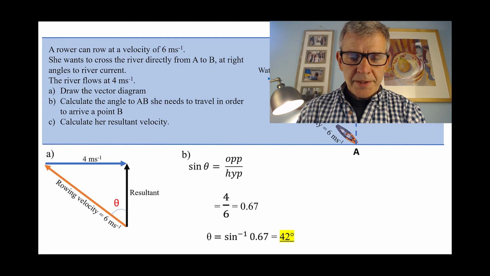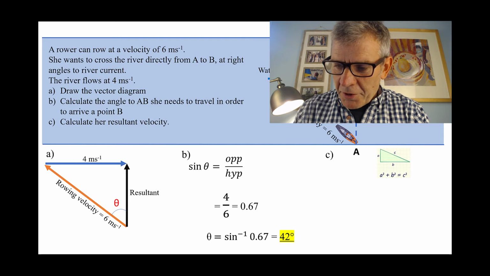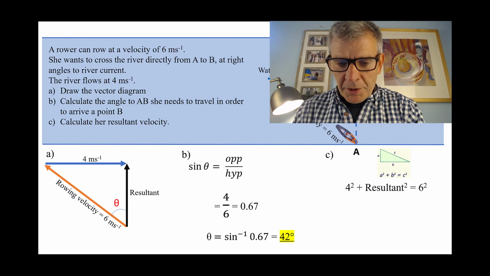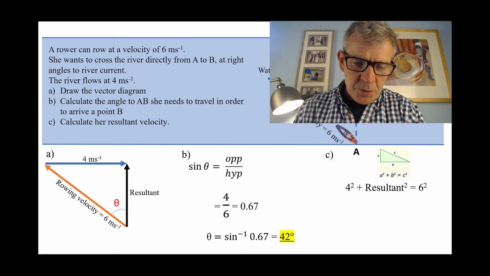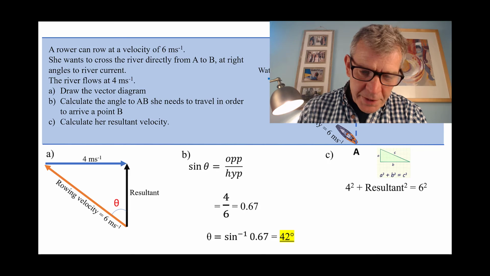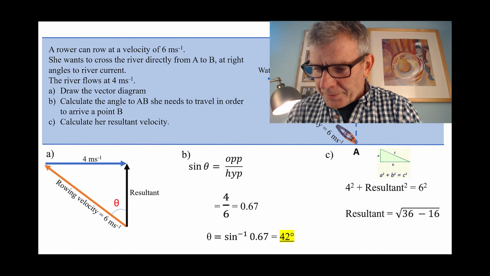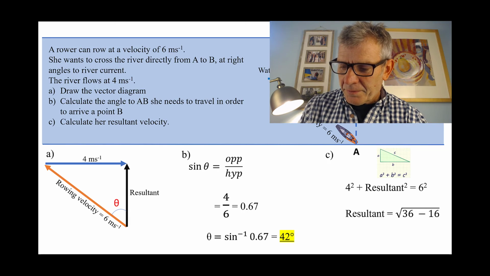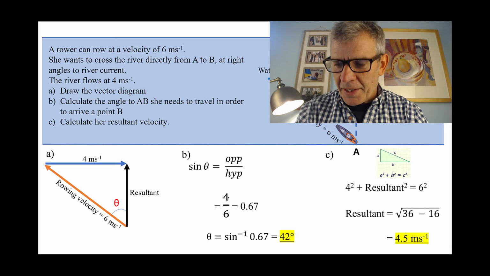Part C, calculate her resultant velocity. So using a little bit of Pythagoras, what we can say is that 4 squared plus the resultant squared is going to equal the hypotenuse squared, which is the rowing velocity, which is 6 meters per second squared. Reorganizing that, we can say the resultant is the square root of 36 minus 16, and that comes out to be 4.5 meters per second.